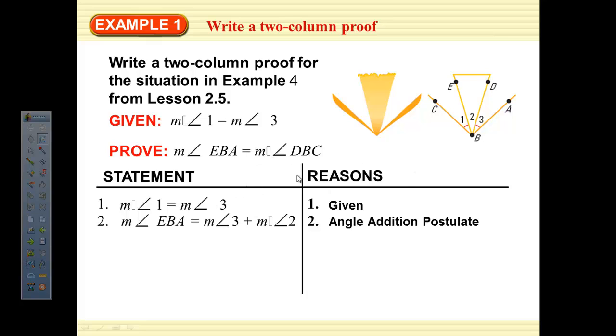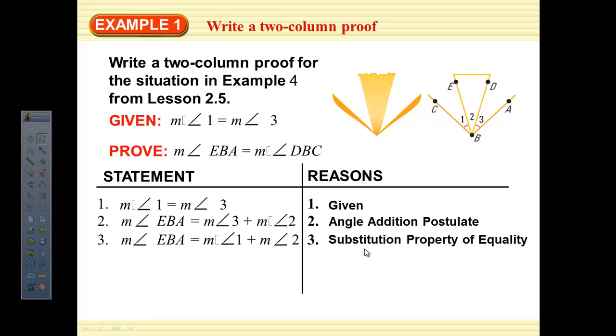Because we're also finding DBC, the next thing we want to do is state that, because 3 and 1 are equal, we can substitute in angle 1 for angle 3, so we've rewritten EBA as the measure of angle 1 plus the measure of angle 2. And the reason for that would be the substitution property. Because we know 1 and 3 are equal, we can substitute in angle 1 for angle 3.